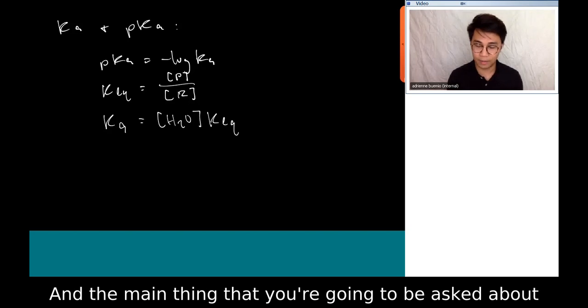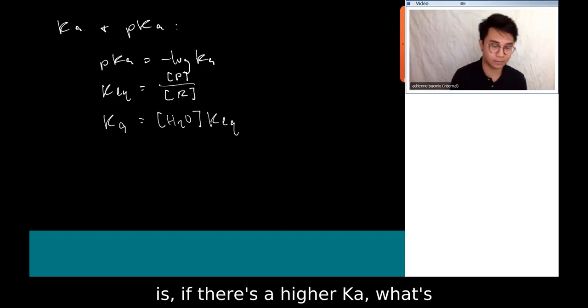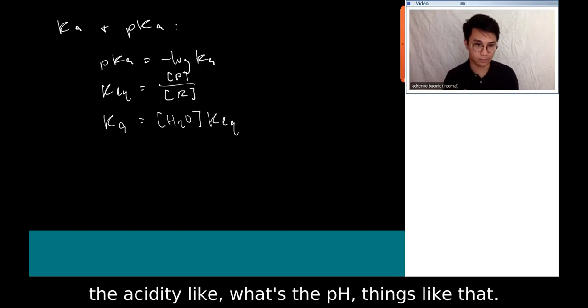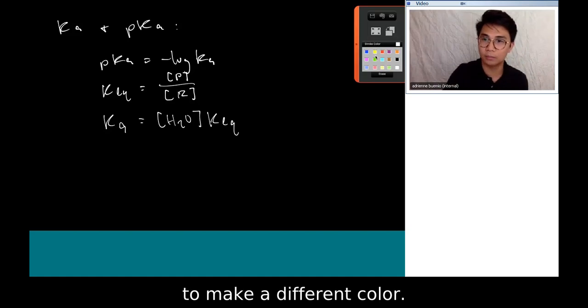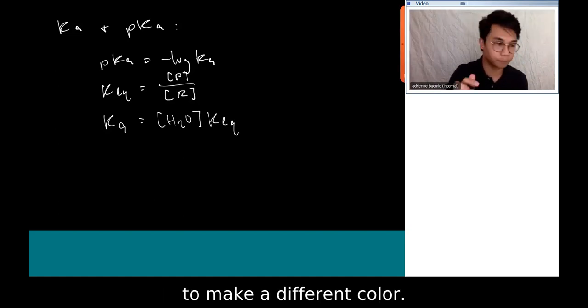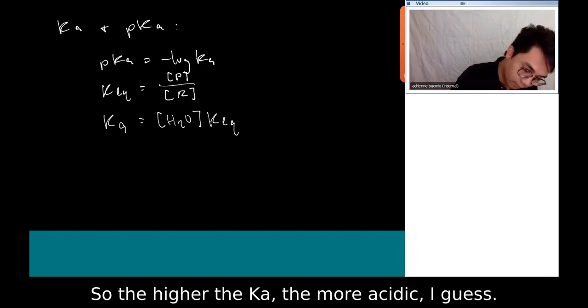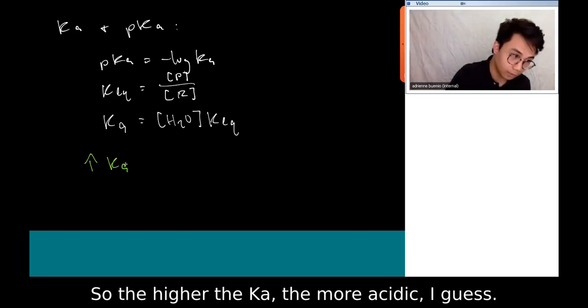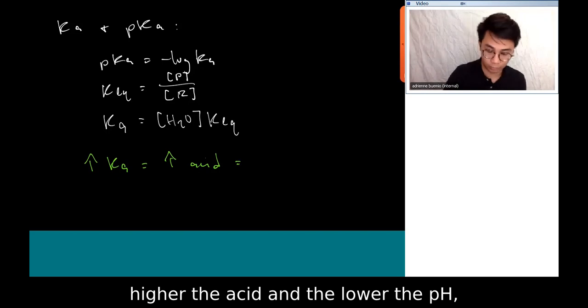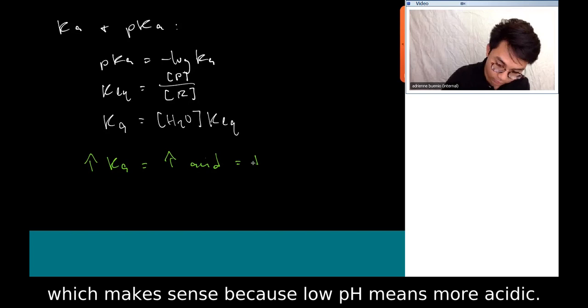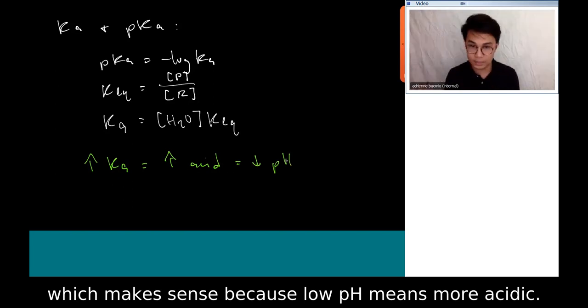The main thing that you're going to be asked about is if it's a higher Ka, what's the acidity like? What's the pH? Things like that. And that's what we'll have here. This is important, so I'm going to make it a different color. So the higher the Ka, the more acidic, and the lower the pH, right? Which makes sense because low pH means more acidic.